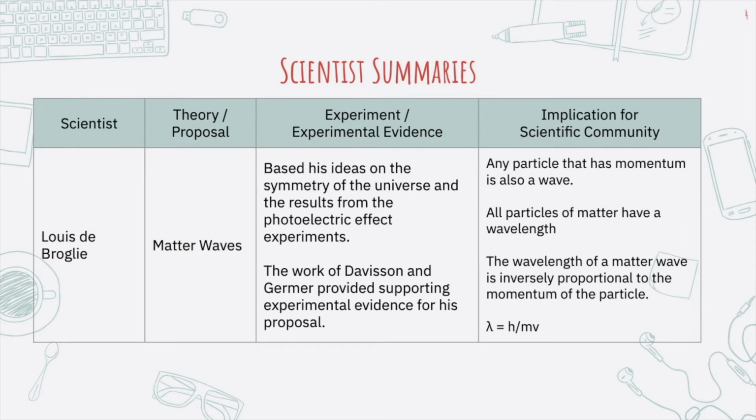The final thing you should look at is the implications of this work on the scientific community. This will be a big feature of your 6 and 7 and 8 mark questions. So you need to know, firstly, what was the idea before it and what impact did this idea have on the community following it. So any particle that has momentum is also considered to be a wave, which means that all particles of matter have a wavelength. And this wavelength can be calculated through the formula identified. So these implications had massive effects on the field of quantum physics. And so these should be compiled for every scientist who is mentioned throughout the syllabus.